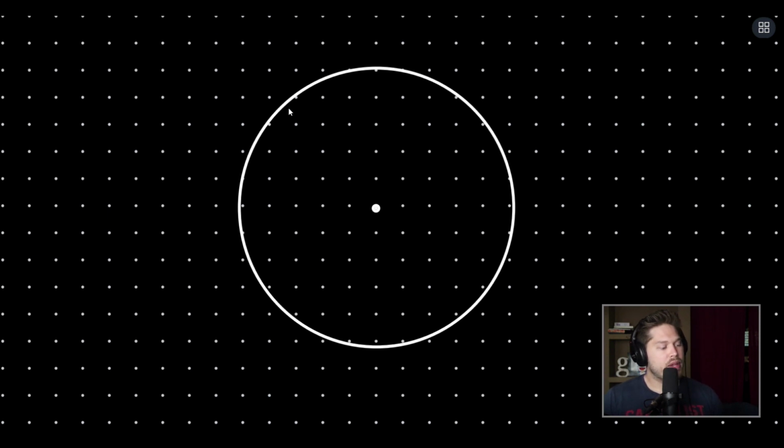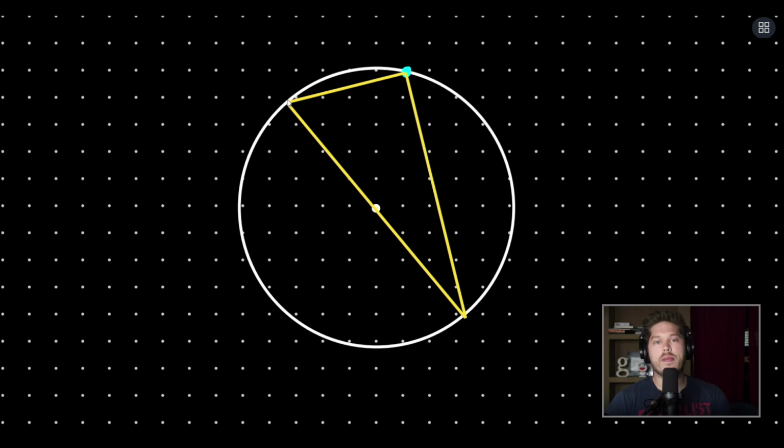How would it be if we had some diameter? If we had some diameter and then some point on our circle, and we connected that point to both ends of our diameter and formed a triangle. What type of triangle is this? Well, pause the video and think about it. I'll give you a couple seconds. Okay, if you said a right triangle, then you are absolutely correct.